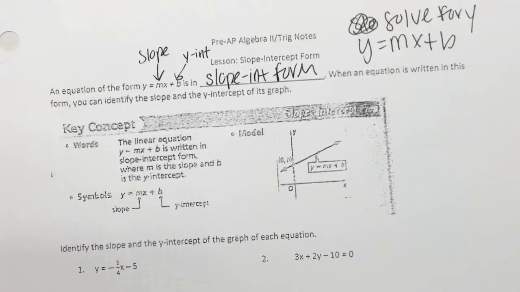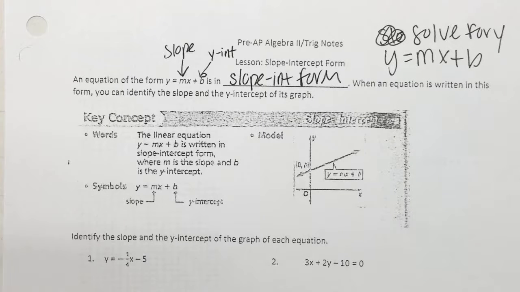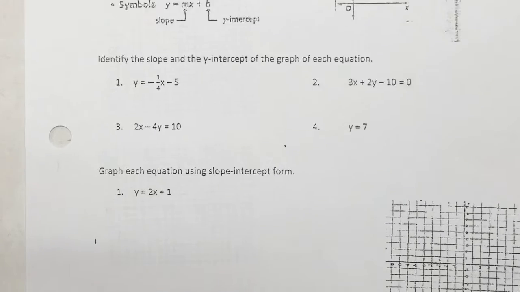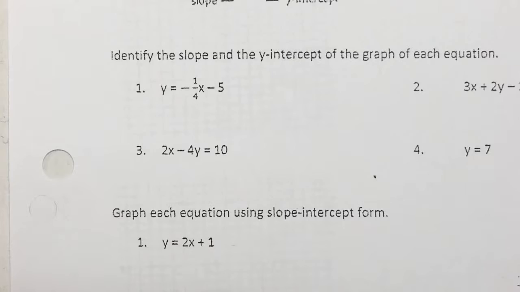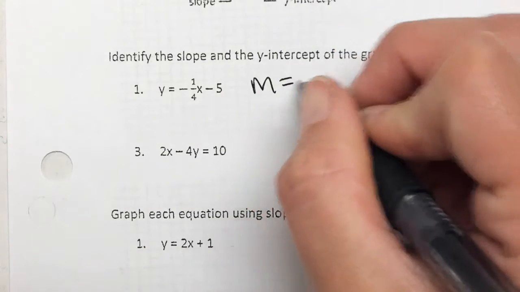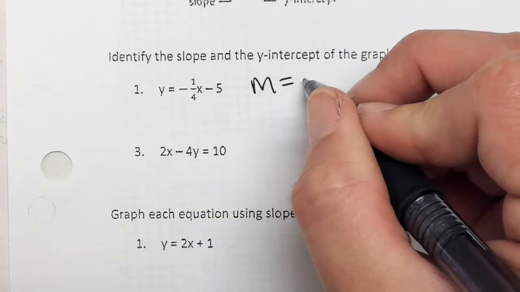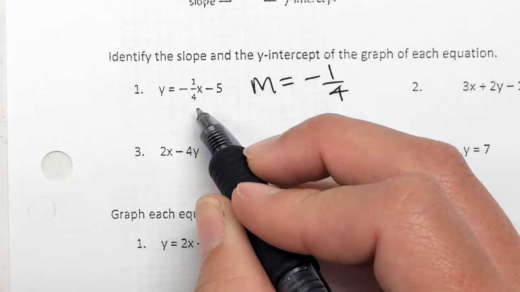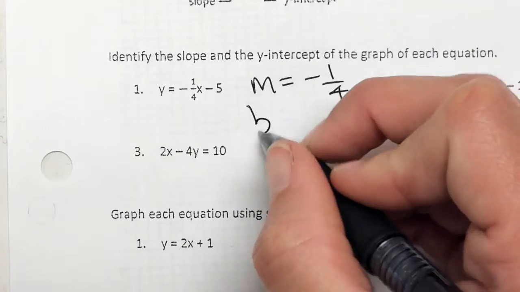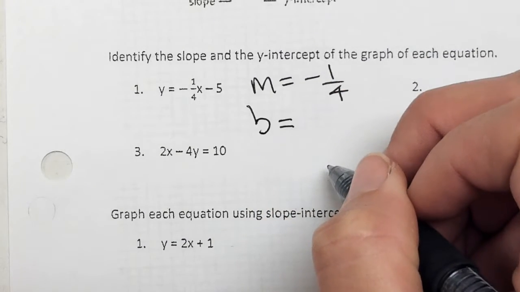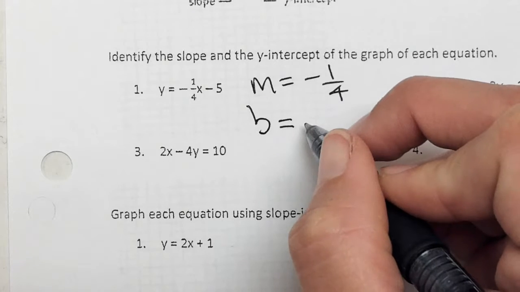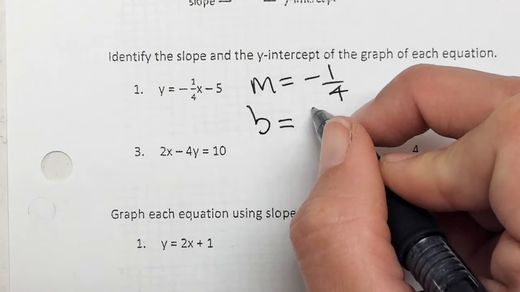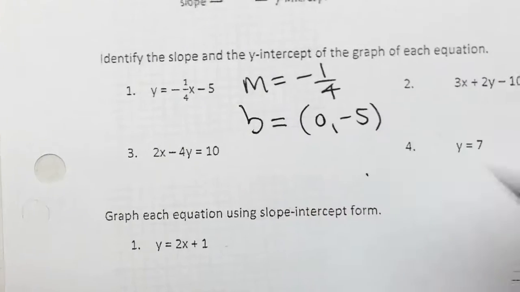So in 1 through 4, we're going to talk about which ones are in slope-intercept form. And then once it is, it's easy to tell the slope and y-intercept. So number 1, is it in slope-intercept form? Yes. So what is the slope, Rihanna? Negative 1/4. Good. Slope is always beside the x. And Darius, what's our y-intercept? How do I want you to write it? There we go. Always write it as a coordinate point.